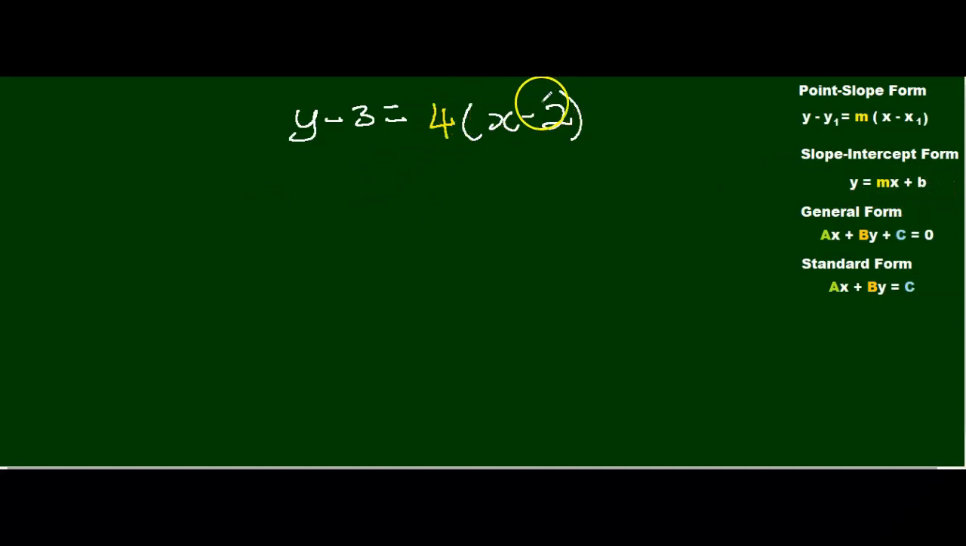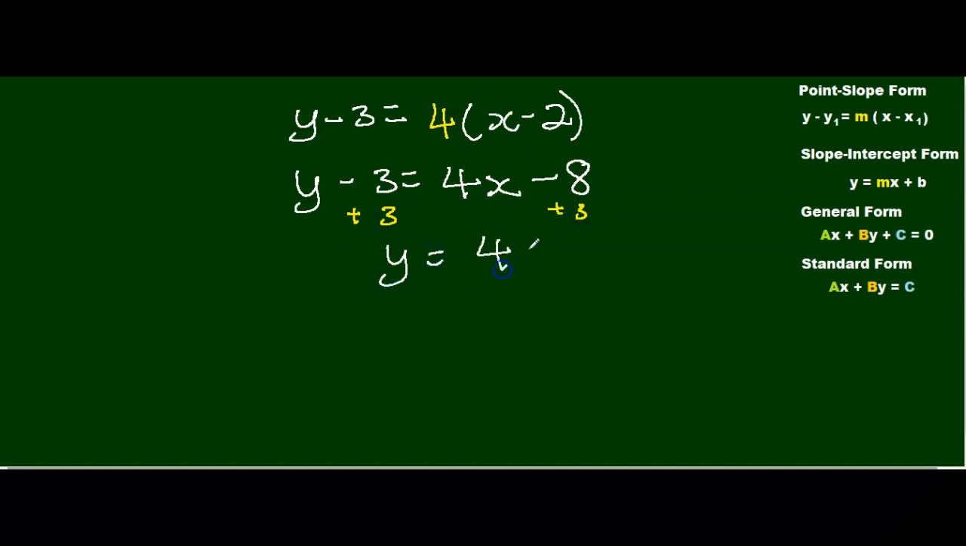So I'm first going to get rid of my parentheses. As you can see, there's no parentheses in the slope-intercept form. I'm going to use my distributive property. So 4 times x gives me 4x. 4 times negative 2 gives me negative 8. And we want it in the form y equals, so let's get rid of our negative 3. I'm going to add 3 on both sides of my equation. That leaves me with y equals 4x minus 5. And that's our slope-intercept form.